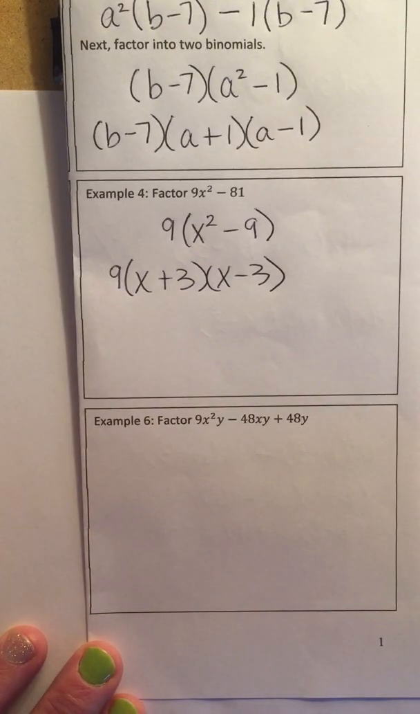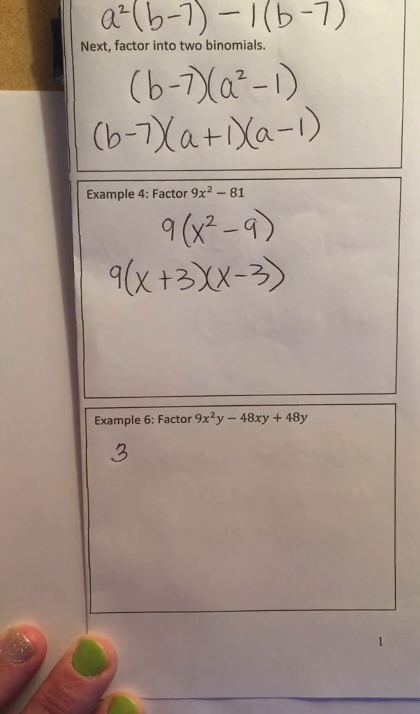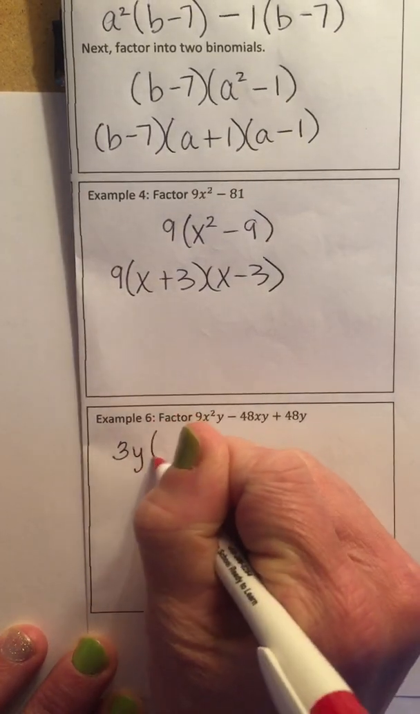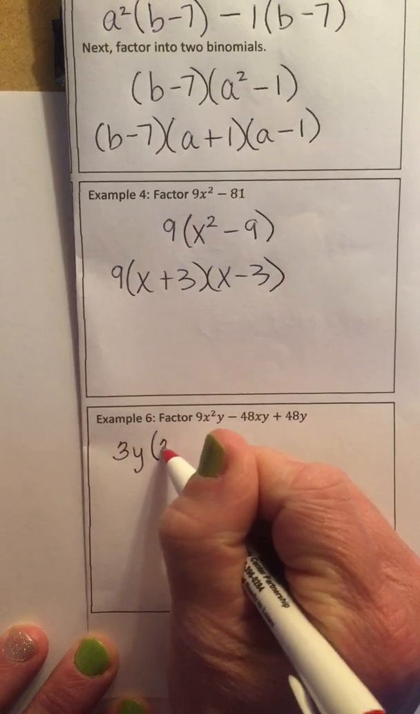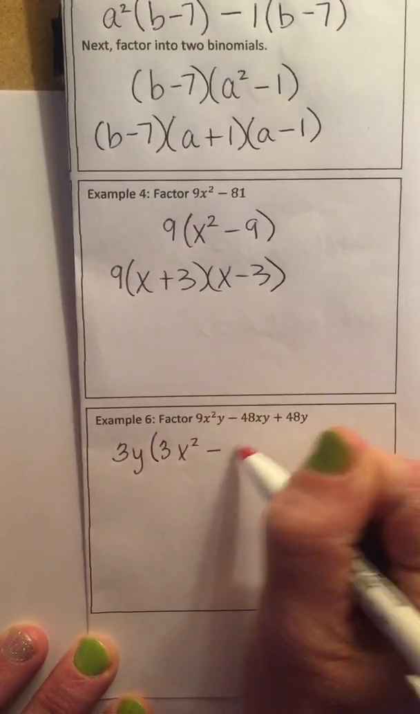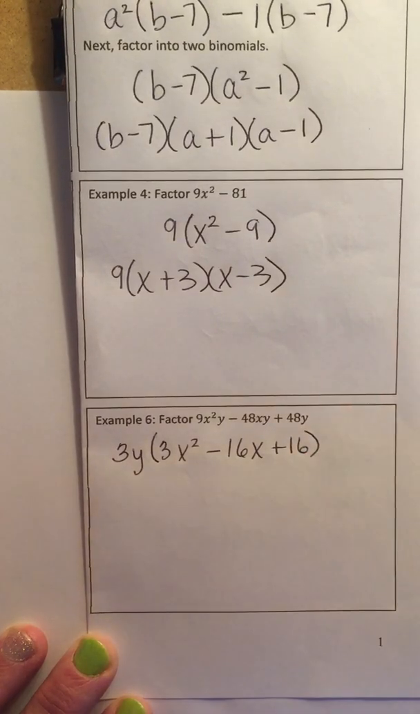Example 6, we're going to factor 9x squared y minus 48xy plus 48y. Looking at the coefficients, we can factor out a 3. And then looking at the variables, we can factor out a y. Inside our parentheses, we're going to have 3x squared minus 16x plus 16.